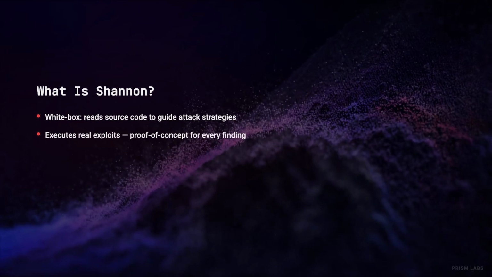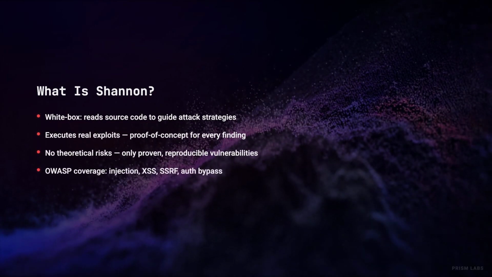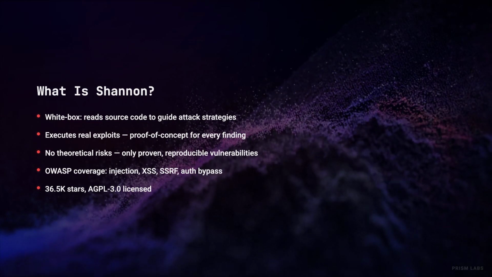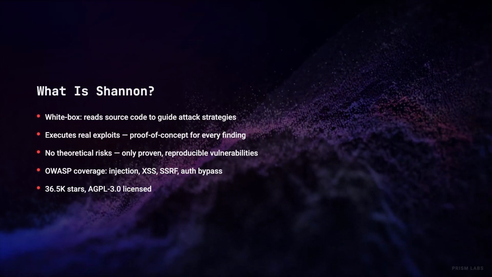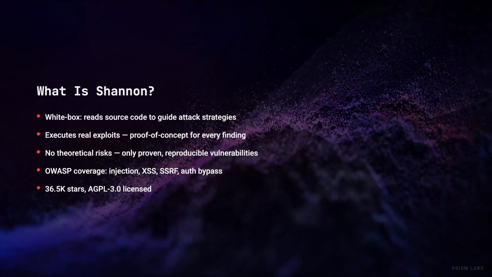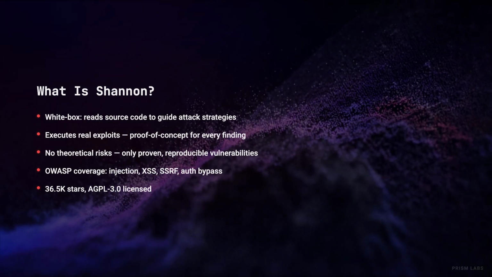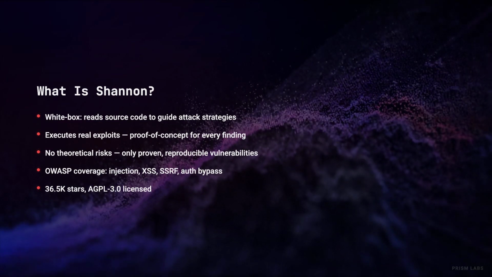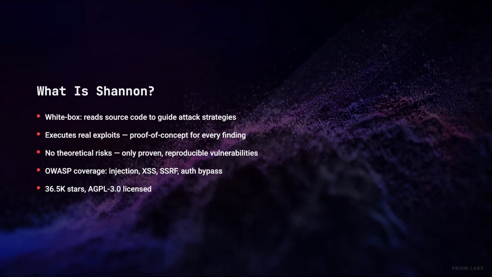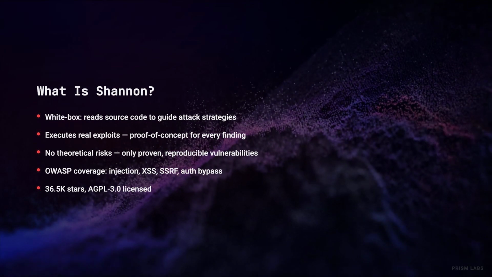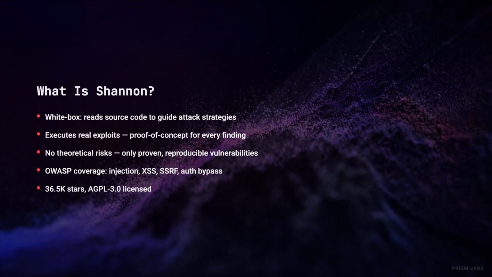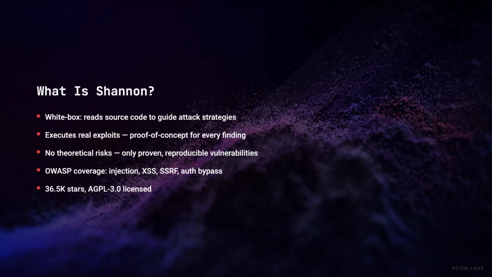Shannon Lite is an autonomous, white-box AI security testing framework developed by Keygraph. The core concept is straightforward but powerful: combine static code analysis with dynamic exploitation. Shannon reads your source code to understand how your application works, identifies potential attack vectors from the code, and then validates every finding by executing real exploits against the running application.